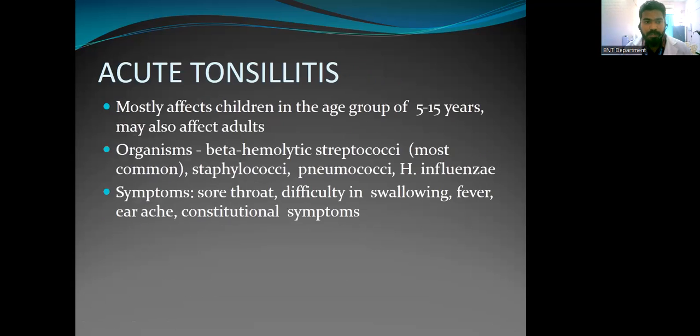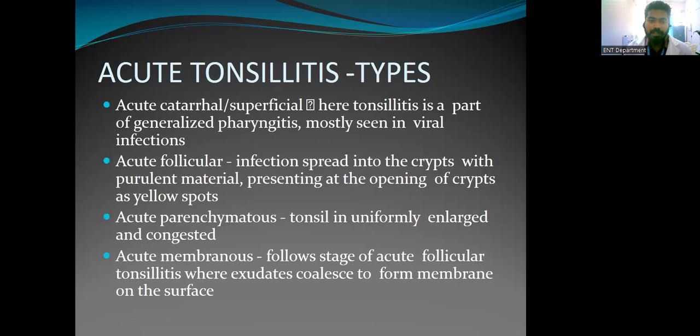So in acute tonsillitis, you have various types of acute tonsillitis. There are basically four types. The first is the acute catarrhal or acute superficial tonsillitis, and the other is the acute follicular tonsillitis. Another is the acute parenchymatous tonsillitis, and the last is the acute membranous tonsillitis.